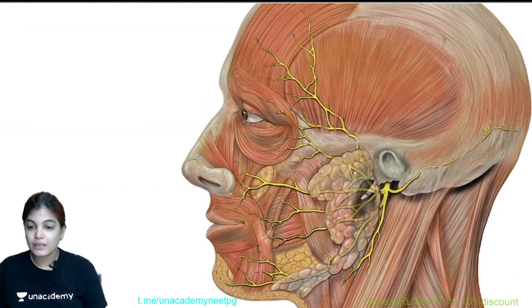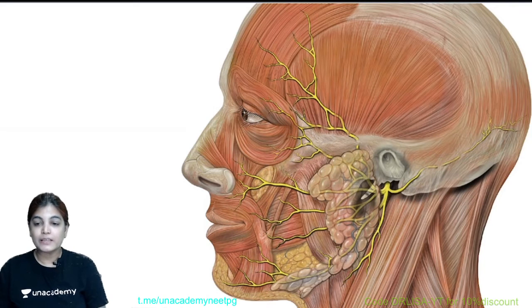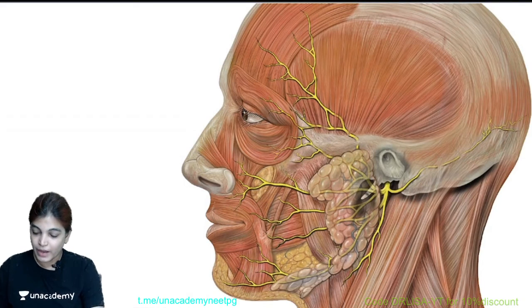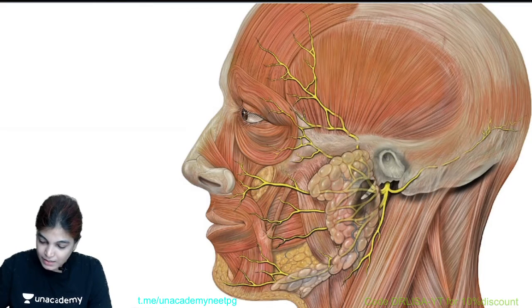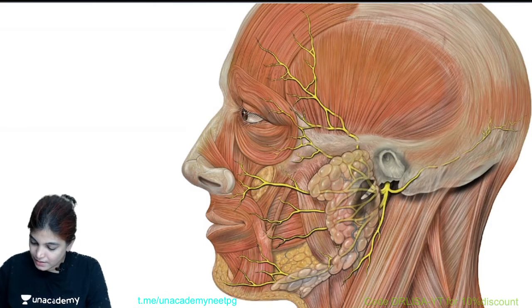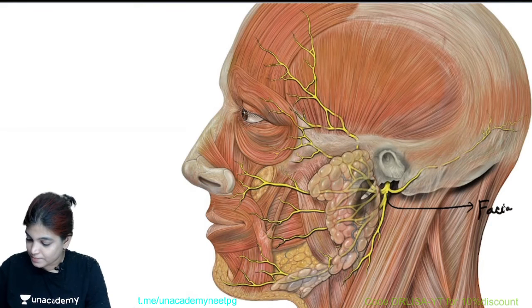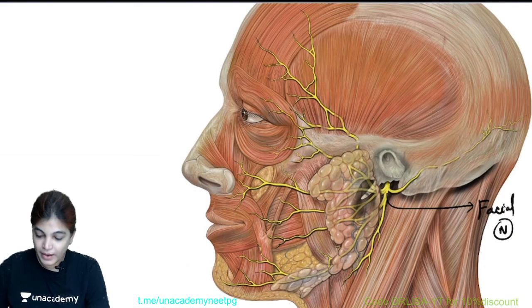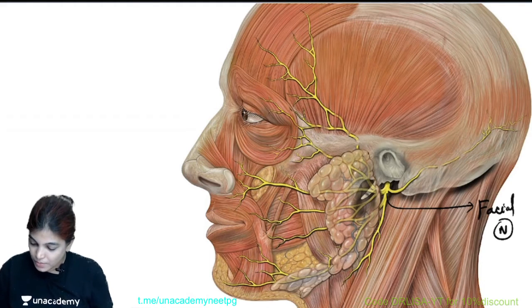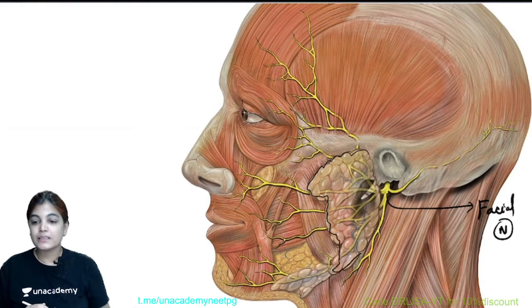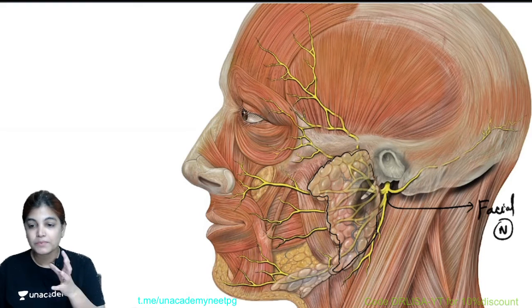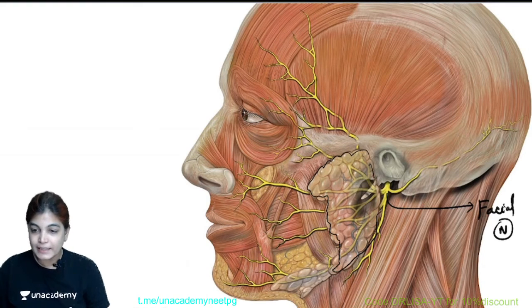See here, this is the diagram in which you can see the yellow color structure, which is the facial nerve, coming out from the stylomastoid foramen, as you can see here, and it is traversing. Now this facial nerve enters into the substance of the parotid gland. I am just outlining this. This is the parotid gland.